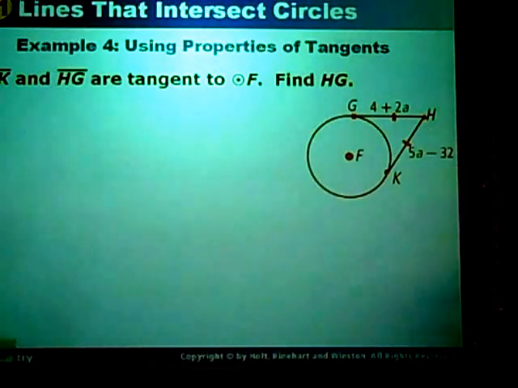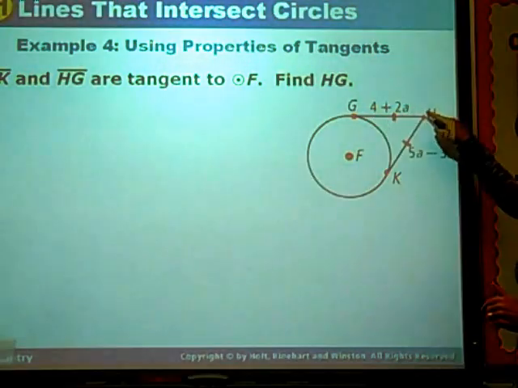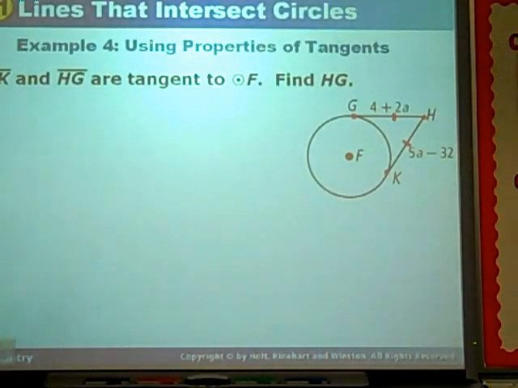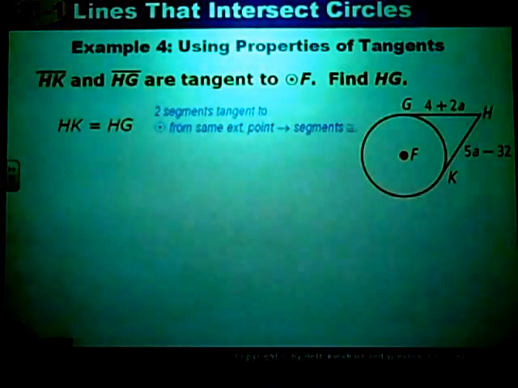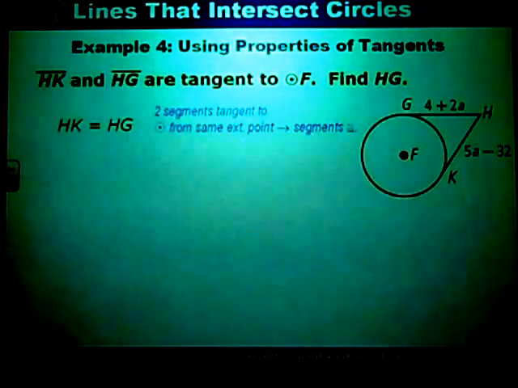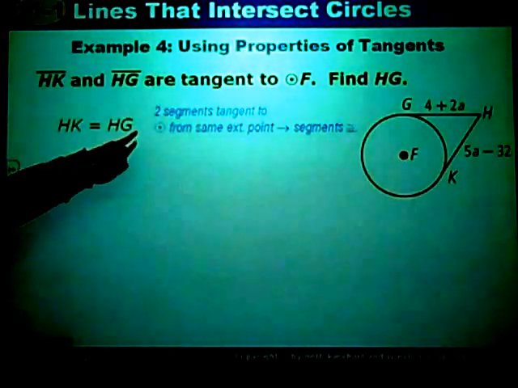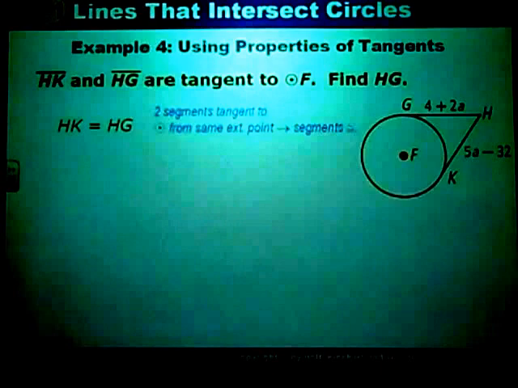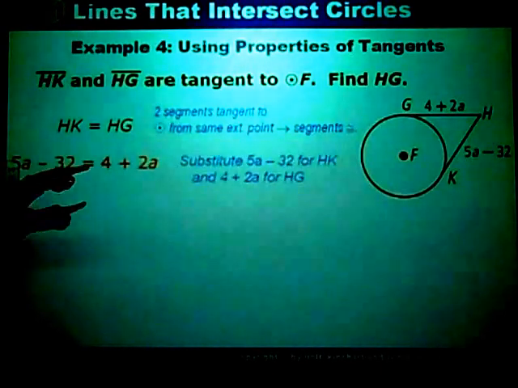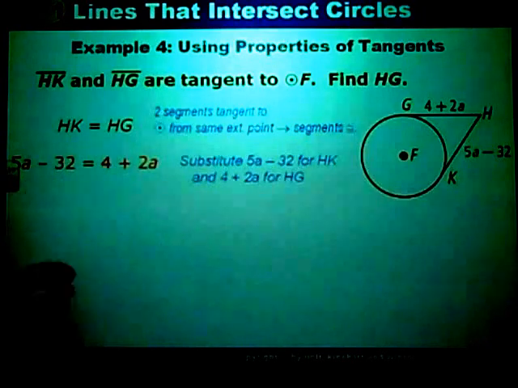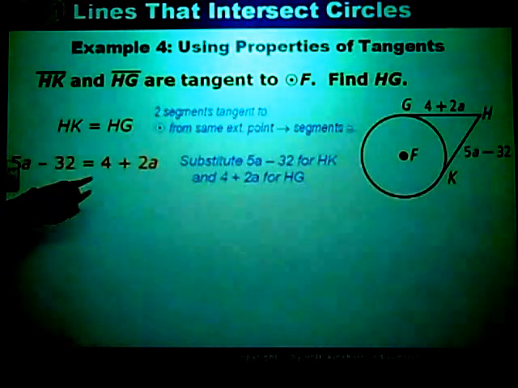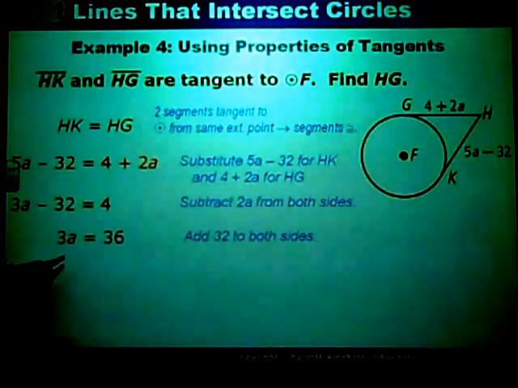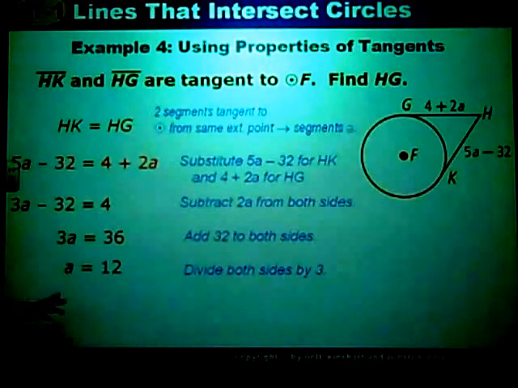And from that, we can find HG, we can find HK, we can find A. And we're going to do that the same way we've been doing it right along. We say, okay, one more time where we've got segments that are equal. So two segments tangent to a circle from the same exterior point are congruent. That needs to get in your notes. Once you do that, you just sub in your expressions. Get all your A's on one side, all your numbers on the other. So take away 2A, opposites, add 32. Divide by your 3. We know A is 12, but don't be done there.